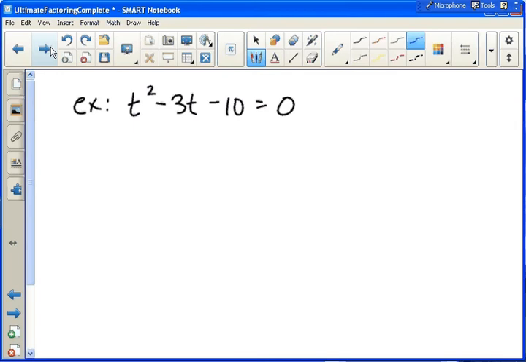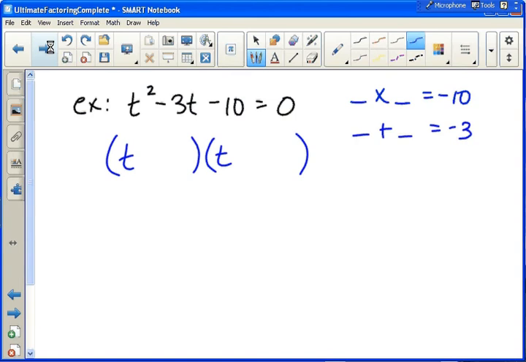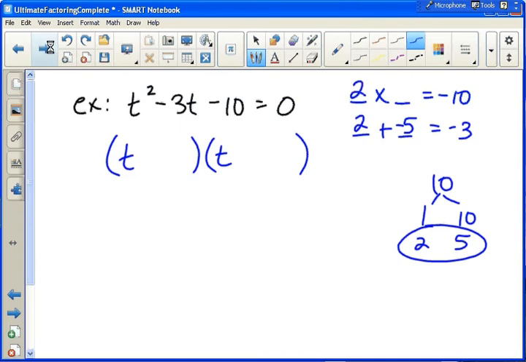Since it's a trinomial, what makes the most sense is to set up my 2 parentheses. I'll put t's out front. I need to find something that multiplies to be negative 10 and adds up to negative 3. So the things that multiply to be 10 are 1 and 10 and 2 and 5. So 2 and 5 would seem to be my candidates to add up to a negative 3. To get a negative 3, I would need a positive 2 and a negative 5. Positive 2 and negative 5 also multiply to be negative 10, so that works out. So I'll have a positive 2 and a negative 5, and I know that that is equal to 0.